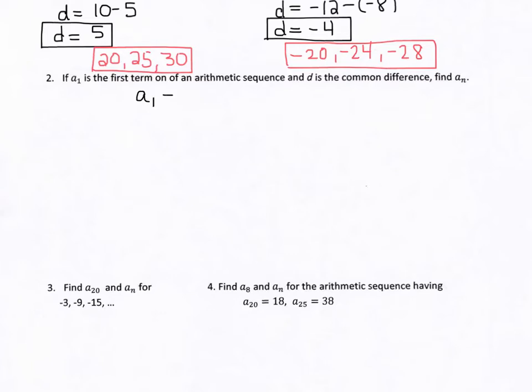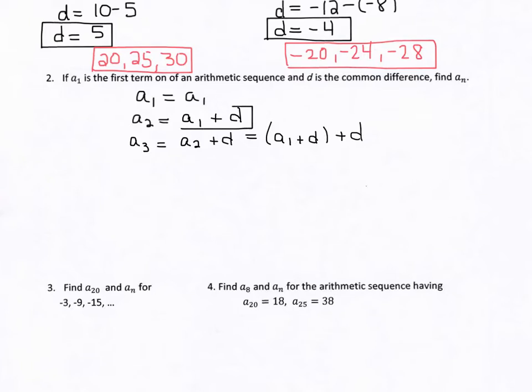So I'm just going to say a sub 1 equals, obviously, a sub 1. A sub 2 we know is our a sub 1 plus our common difference d. A sub 3 equals our a sub 2 plus d. But we know from what I wrote earlier that a sub 2 is really a sub 1 plus d, plus d. So all I've done here is substituted in what a sub 2 is for that a sub 2. And now I'm left with a sub 1 plus 2d.